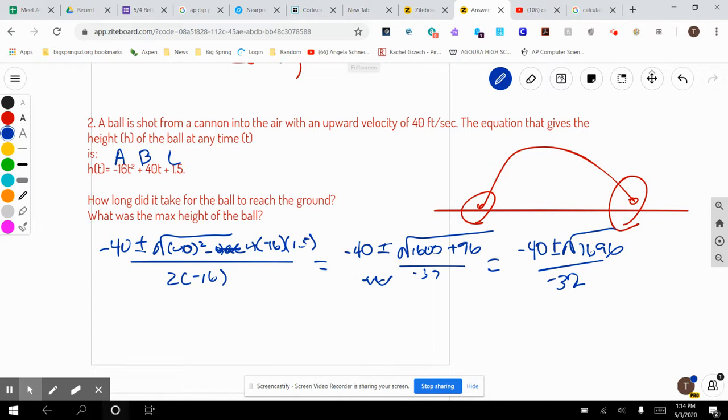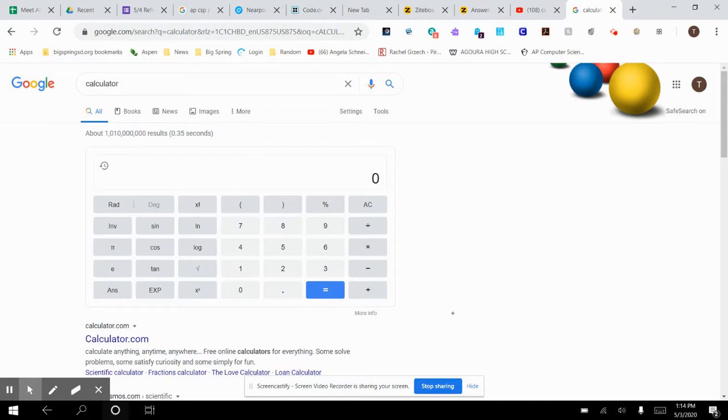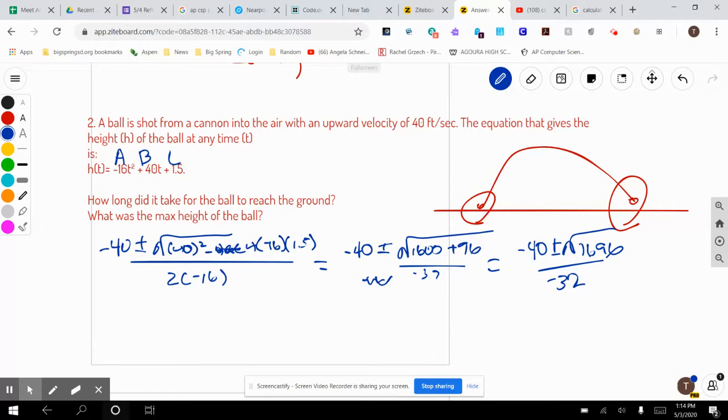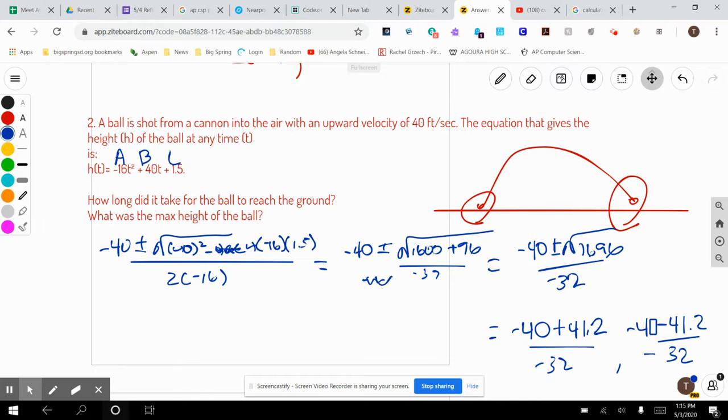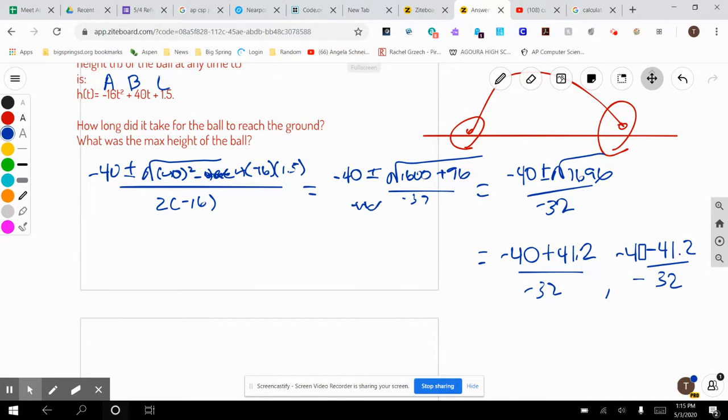I know this isn't always the best way to do it. It's hard to see sometimes, but hopefully it works. So I find the square root of 1696, and I get 41.2. Now I'm going to leave this one as a decimal because it's a real life problem. So basically we have negative 40 plus 41.2 over negative 32, and negative 40 minus 41.2 over negative 32. Okay, so those are our two possibilities there.